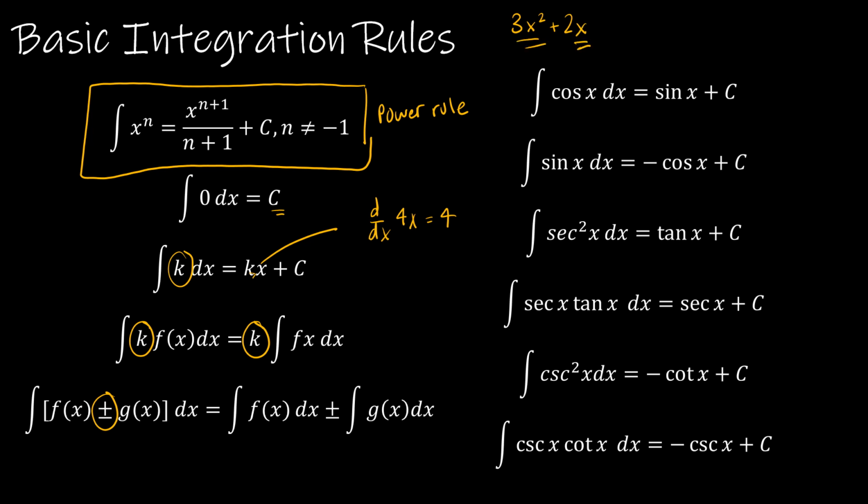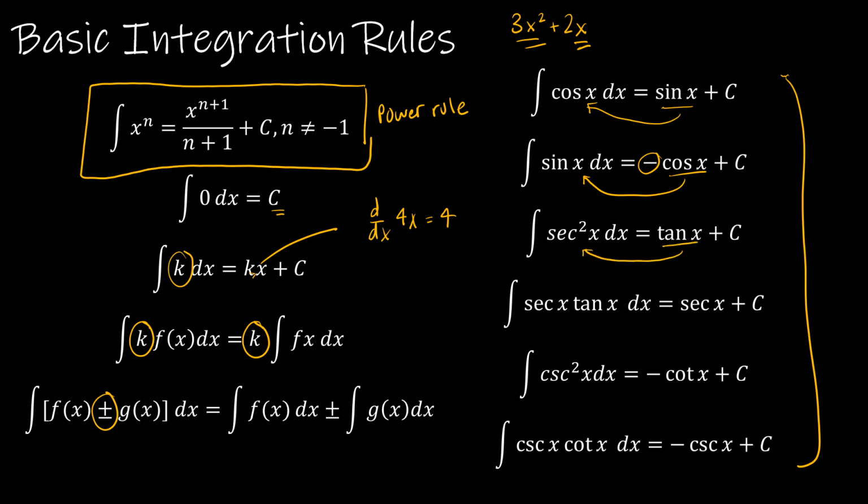And then, of course, on this side, these are all your trig functions. If you already know the derivatives of the trig functions, then you're just going in reverse. So if we know the derivative of sine is cosine, the derivative of cosine is negative sine. Notice we just put the negative on the cosine instead. The derivative of tangent is secant squared. The derivative of secant is secant tangent. The derivative of cotangent is negative cosecant squared. So you get the idea, it's just working in reverse. So here are your basic integration rules.